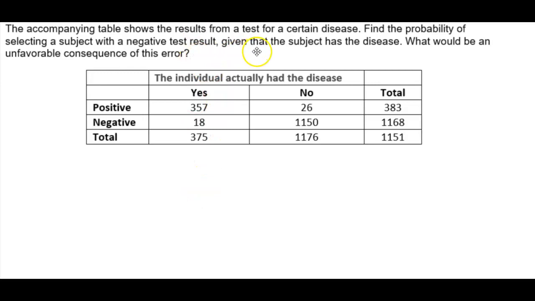So again, we're coming back up here. We want to find out the probability of selecting a subject with a negative test result. So we're looking at the row for the negative test result, given that the subject has the disease. So yes means that they had the disease.